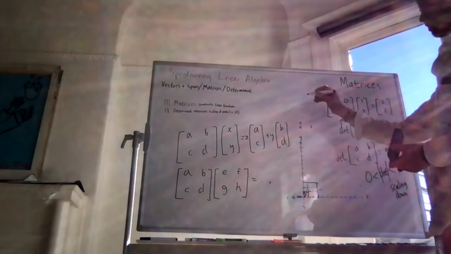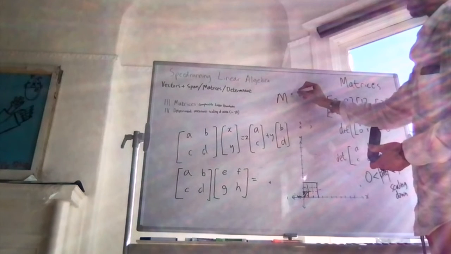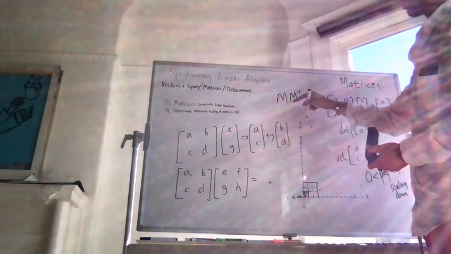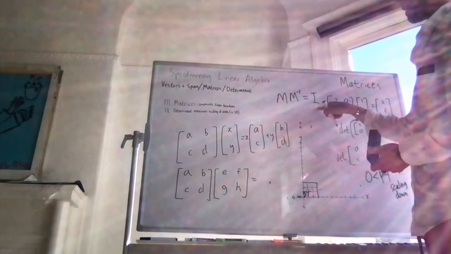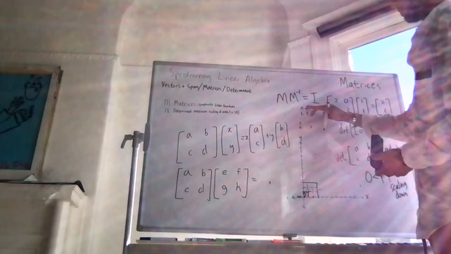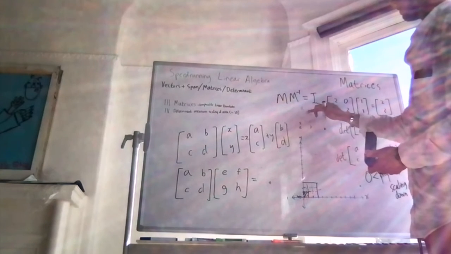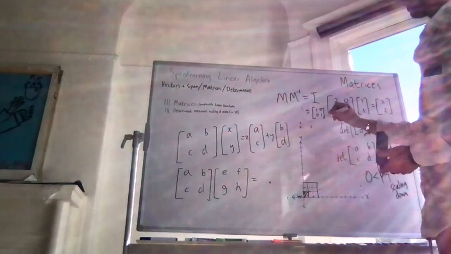But yeah, the inverse of every matrix is just defined as the other matrix which, when you multiply by it, equals the identity. And the identity is just another name for the unit vectors put together. Yeah, which in 2D is 1, 0, 0, 1.